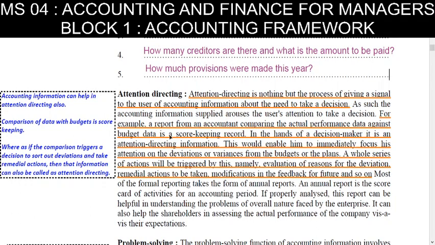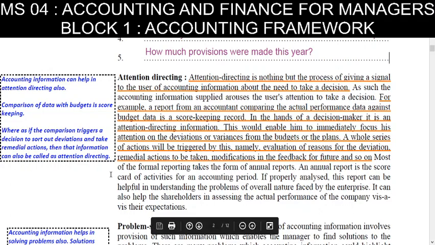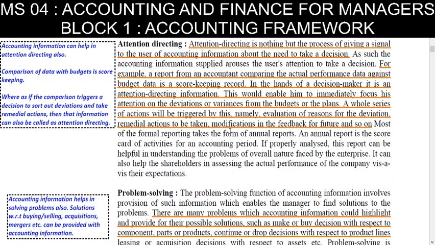For example, a report from an accountant comparing the actual performance against the budget is called scorekeeping. Whereas if the information is in the hands of a decision maker, then it helps in decision making, attention directing information. This would enable him to immediately focus his attention on the deviations or variances from the budgets or the plans. Therefore, a series of actions will be triggered by taking decisions, like taking remedial actions, modifications. All these things can be taken by the decision maker. Okay, and thus accounting information helps in decision making.